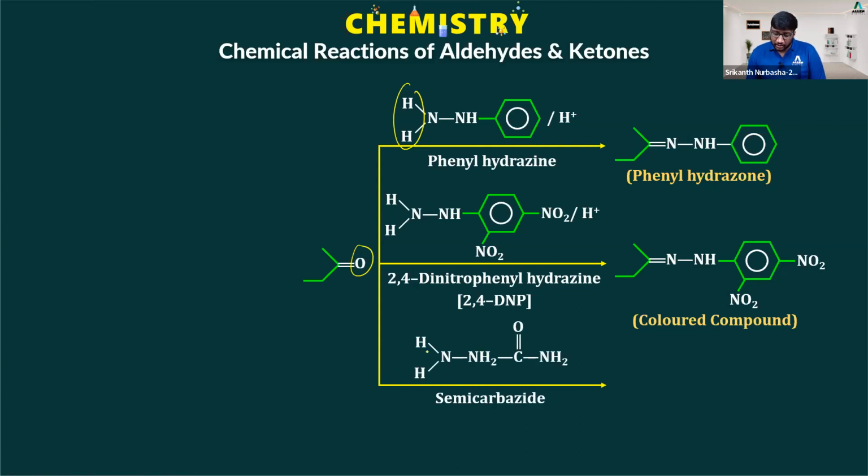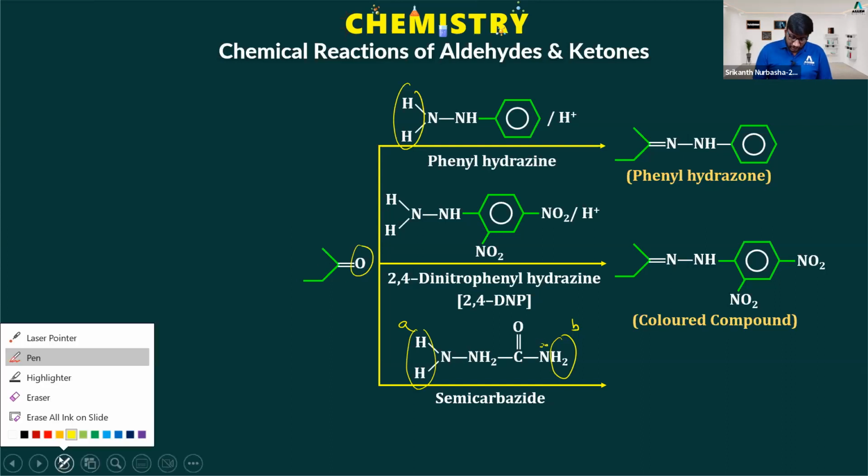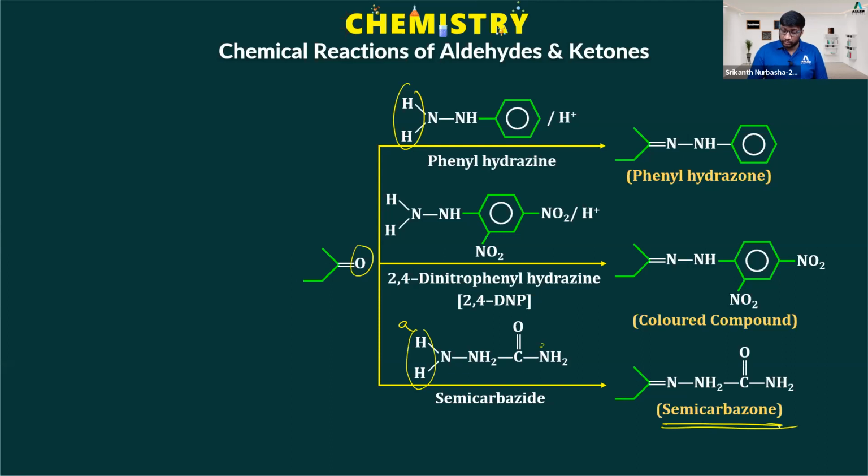With semicarbazide, which NH2 is going to react? Are these 2 hydrogens lost, or these hydrogens, like A set, B set? A set, because in compound B, the lone pair of electrons on nitrogen is in resonance, so that cannot act as a nucleophile. So semicarbazide reacts and forms semicarbazone. Why are you writing phenylhydrazone, semicarbazone, hydrazone? Because water is lost.